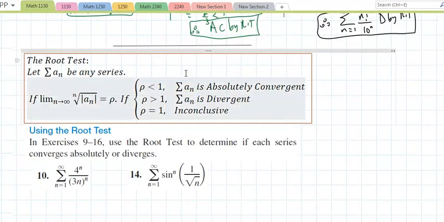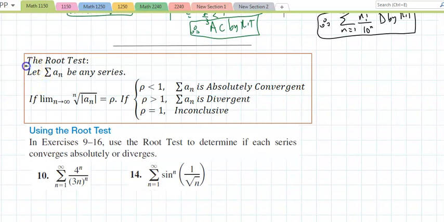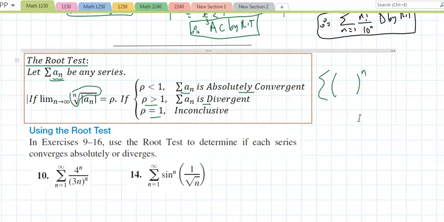Next on the list is the root test. The root test states, given a series, you take the limit as n approaches infinity of the nth root of the absolute value of a sub n. And the same deal, if it's less than 1, this original series is absolutely convergent. If this limit is bigger than 1, it diverges. And if it's equal to 1, it's inconclusive. And you use this when you could see that I could write this as a series of something raised to the n power, like the following two problems.